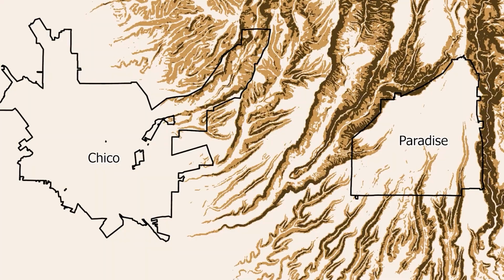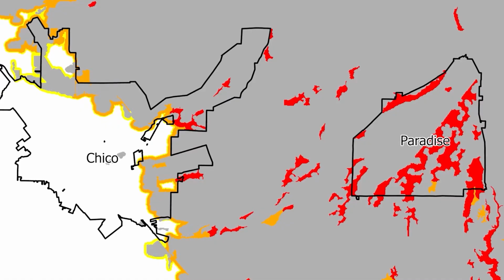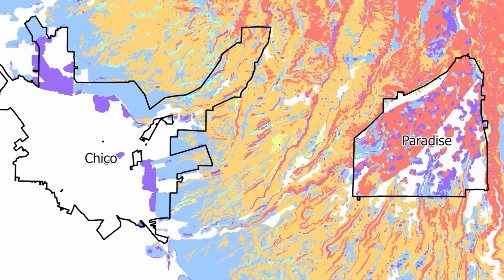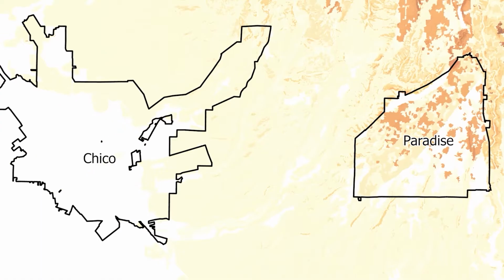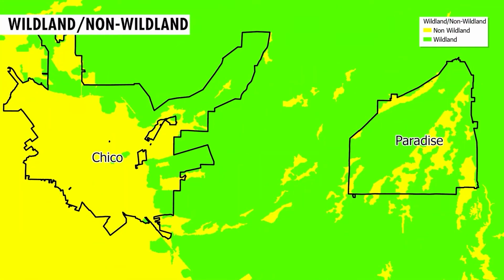To explain the methods used in building fire hazard severity zones, we will show the sequence of steps and some key data inputs, zooming in on the north-central part of Butte County near the cities of Chico and Paradise as an example. The same steps were used statewide. Different steps were taken for modeling fire hazard severity zones in wildland areas and non-wildland areas.